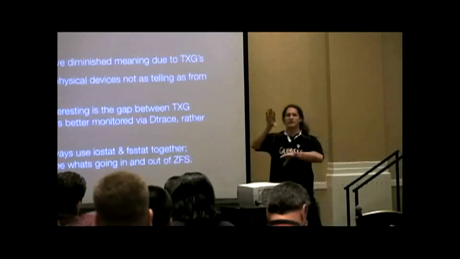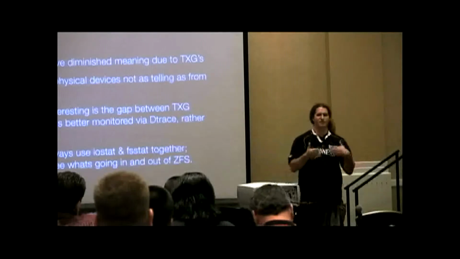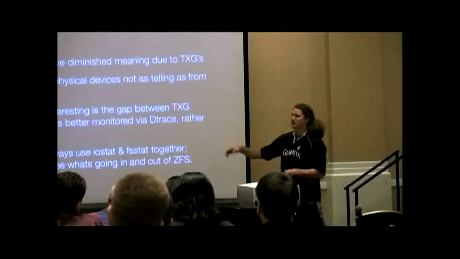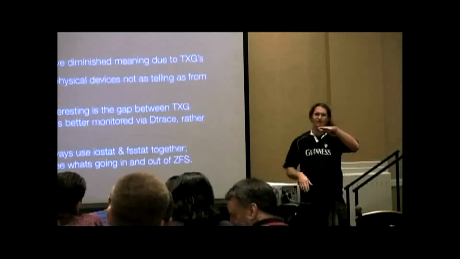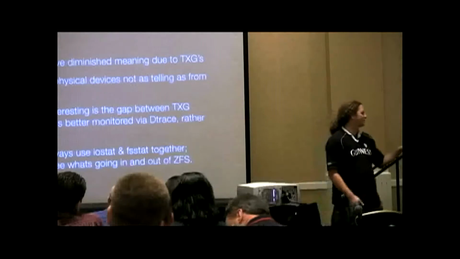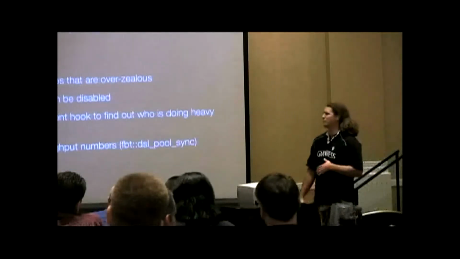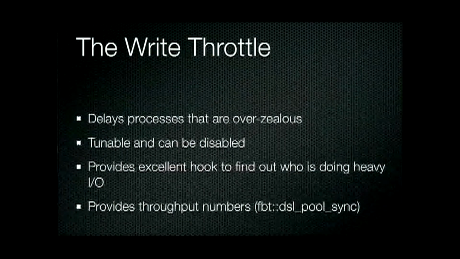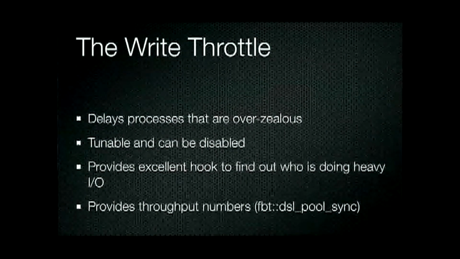And what you're going to be able to see is fsstat's going to show you what's going on in the virtual file system, what's going on between your application and ZFS. And iostat's going to show you what's going on between ZFS and the disk. Okay? This will give you a very good idea of what's actually going on and will be extremely informative. Now, there's one other thing in here that can throw a kink in the works, and that is the ZFS write throttle.